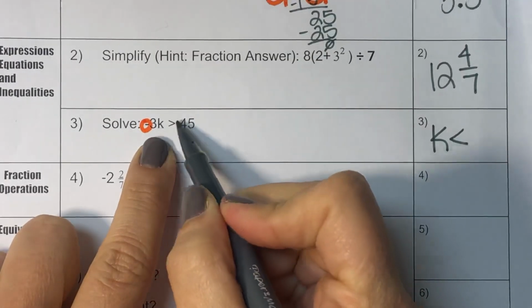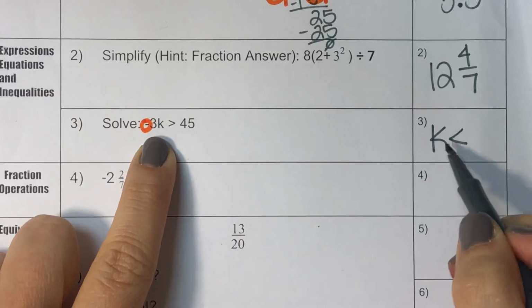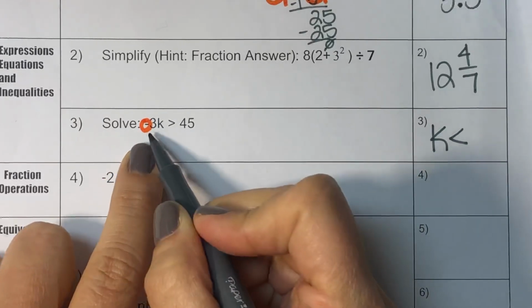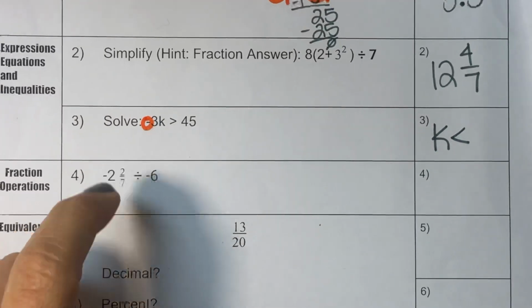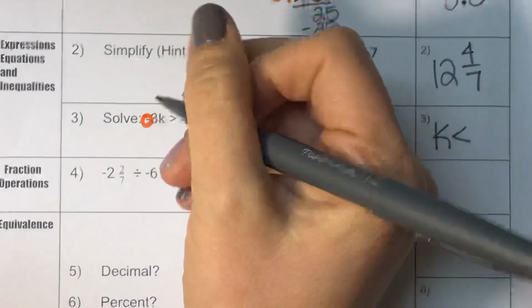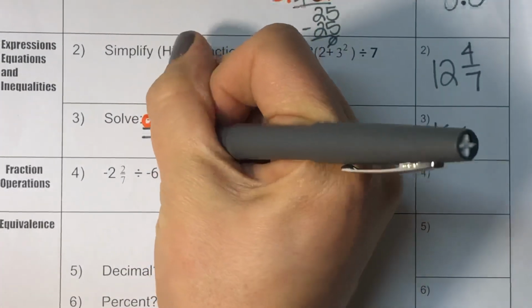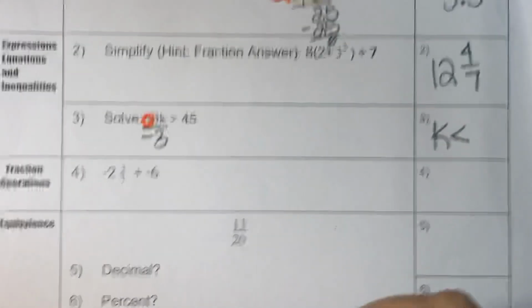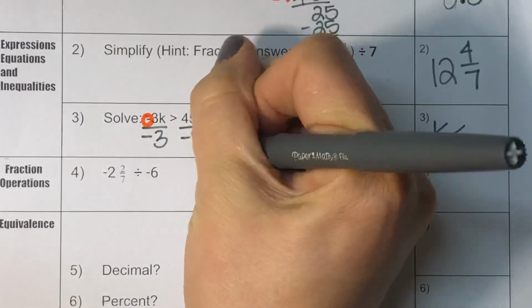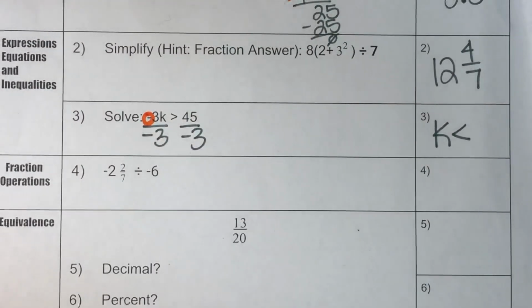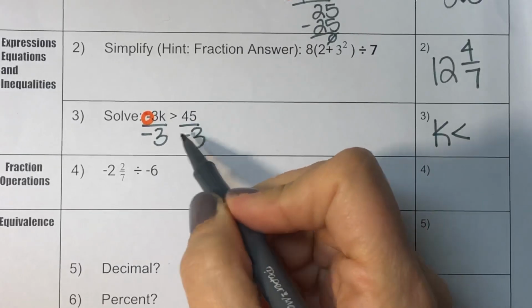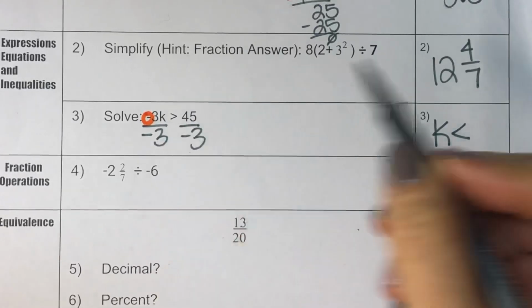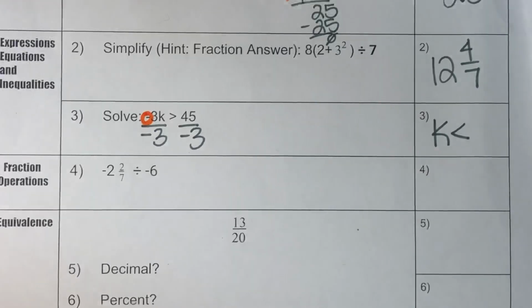This says K is greater than, so my answer better say K is less than because I have a negative coefficient. When I solve this, I'm going to divide both sides by a -3. That is why we switched that sign. If you didn't do that, then one, you're probably going to have a positive answer, and two, you didn't know to switch the sign. So we need to make sure we're doing that.